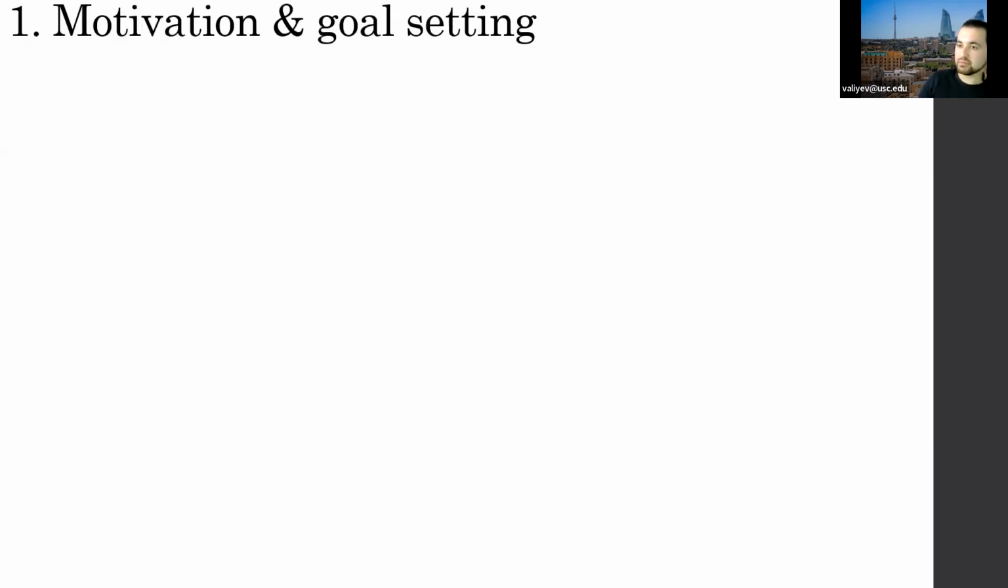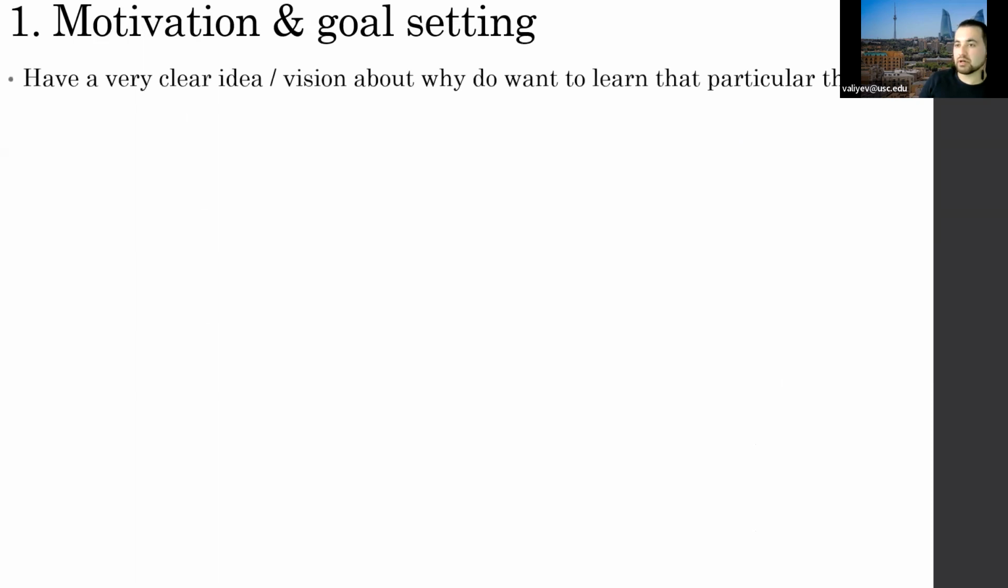So let's go through each step in detail. As I said, the first step is setting your goals. I think you should have a very clear idea and vision about why you want to learn that thing. Because if this is missing, I've seen some examples. For example, some people see their friends learning Spanish, and they go and learn Spanish for a month or two.